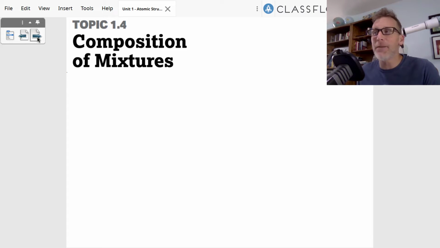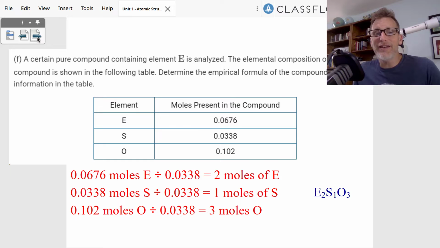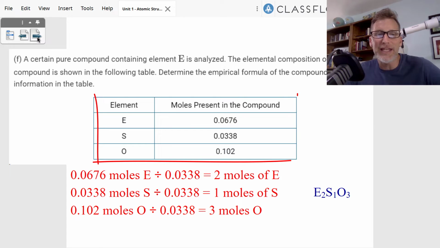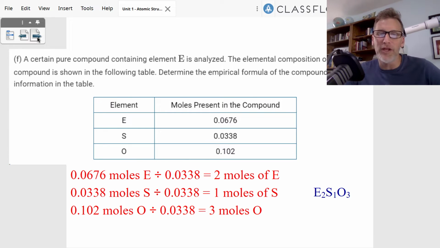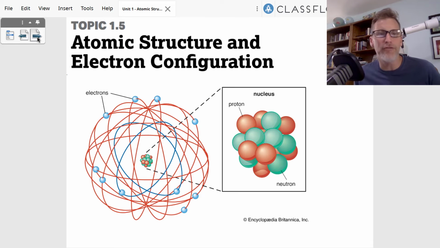Next we have topic 1.4, which is composition of mixtures. That is, again, if you have grams or percentage, divide by molar mass to get moles. In this problem, they gave us the moles already, so we don't have to divide by molar mass. We have moles. You can see moles of E, moles of S, moles of O. If you don't see the ratio, divide by the smallest one. You can see we divided by 0.0338 for every single one, and we got a 2:1:3 ratio, which gives us the empirical formula, the simplest whole number ratio formula. And an empirical formula is just a ratio of moles.